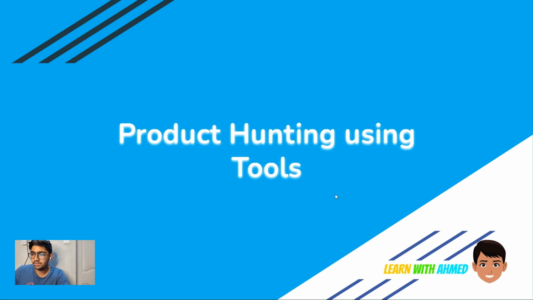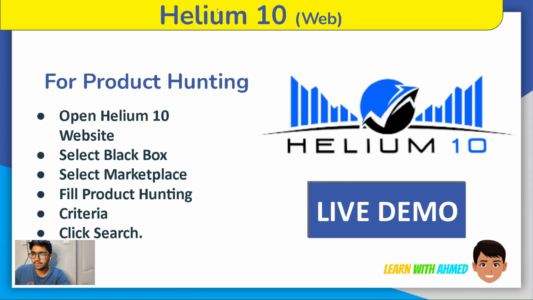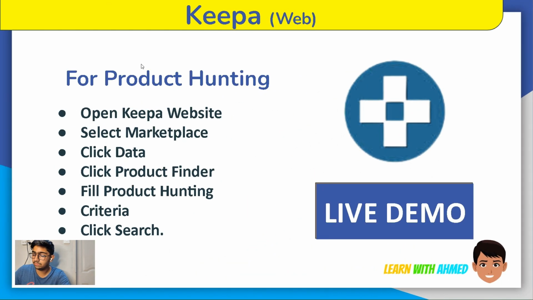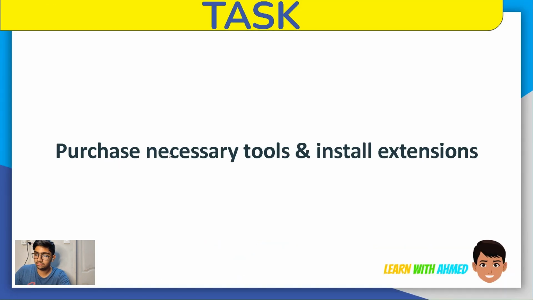Now, product hunting using tools. There is the Helium 10 website. Open the Helium 10 website and select Black Box as the tool, where you can select the market, fill in the product hunting criteria, and click search, and it will give you the products matching that criteria. Keepa's website also has a feature in which you can select the marketplace, collect data, select Product Finder, fill in the product hunting criteria, and click search, and you will get products for that criteria.